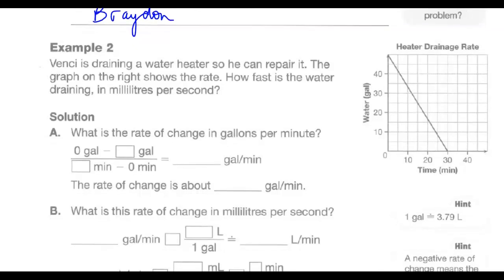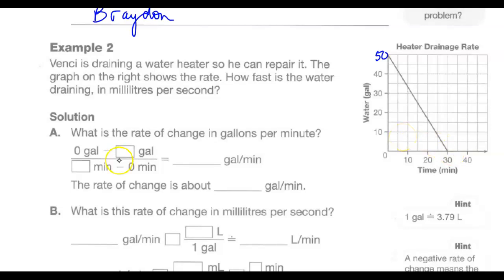Okay, Bensi is draining a water heater so he can repair it. The graph on the right shows the rate. How fast is the water draining in milliliters per second? So yeah, it's showing at time 0, the water was, take a look here, each 2 is 10, so that would be 50. And after 30 minutes, it was empty.